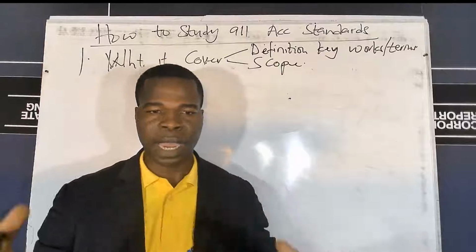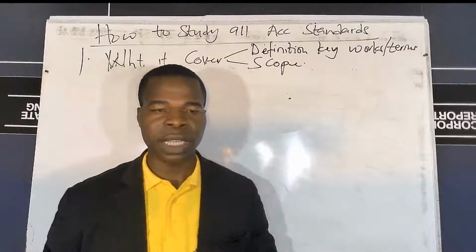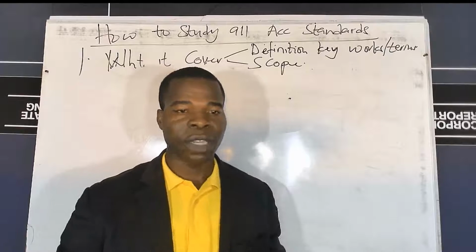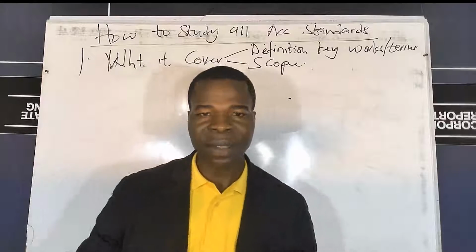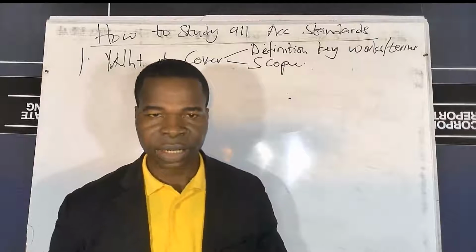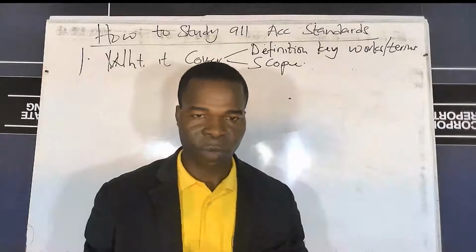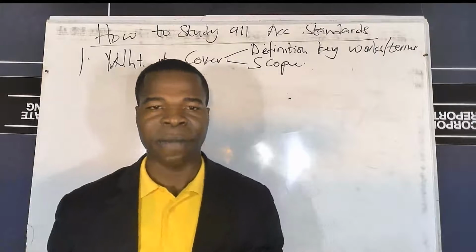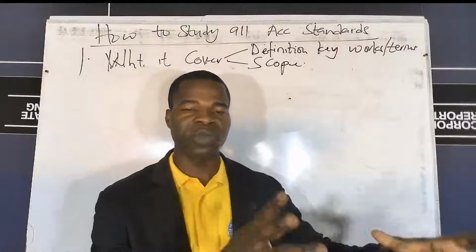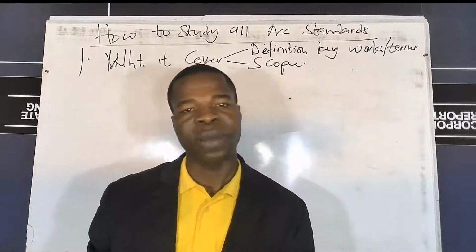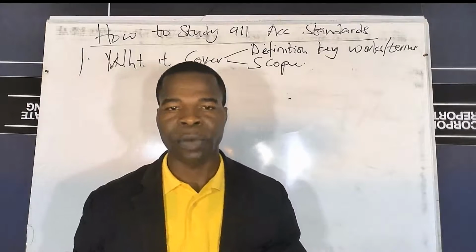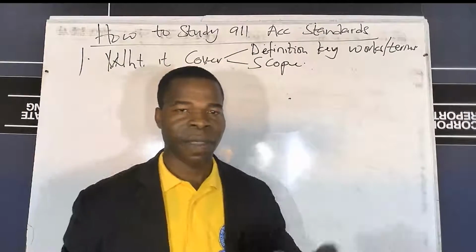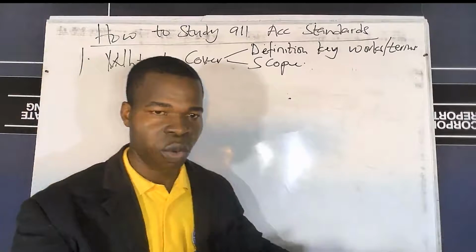For instance, if you take IAS 2 inventories, it covers only assets that are finished or held for sale. It also covers only assets that are held in the production process, that is work in progress. We also have assets that are in the form of raw materials used in the production process. Any particular item that falls outside the jurisdiction of the 3 categories of inventories I've mentioned is not captured under IAS 2. So we want to look at the scope. If you take a particular accounting standard, what does it cover?